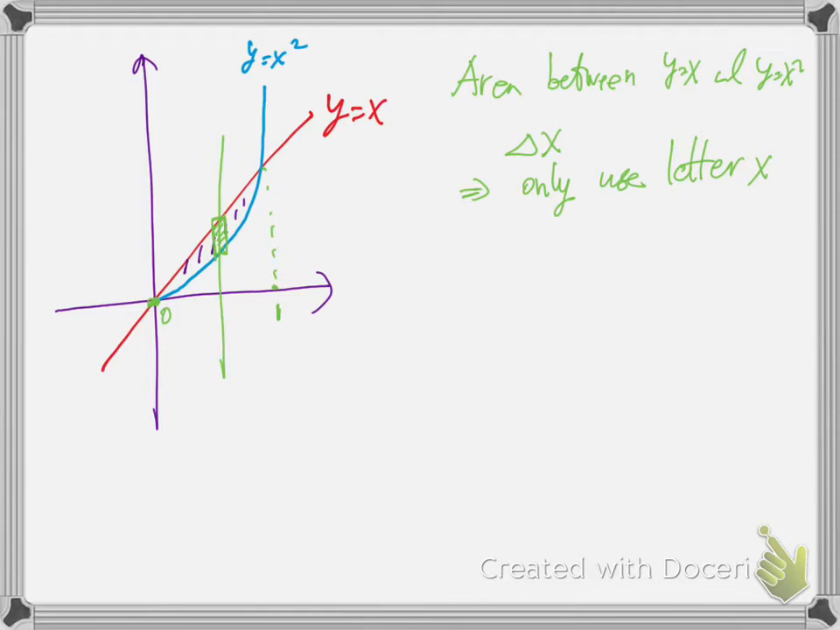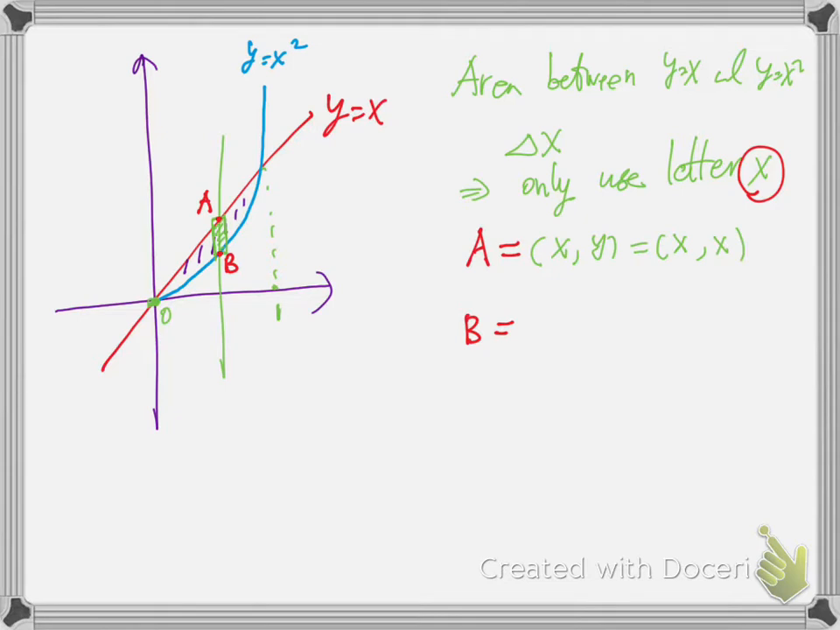Now we label these two points on the top and bottom of the box. This is A, this is B. The first question you should answer is, what are the coordinates of A and B in terms of x? That's why we have to figure out which letter to use. A is on the line y equals x, so A is (x, x).